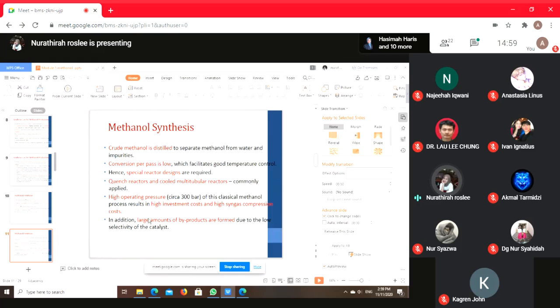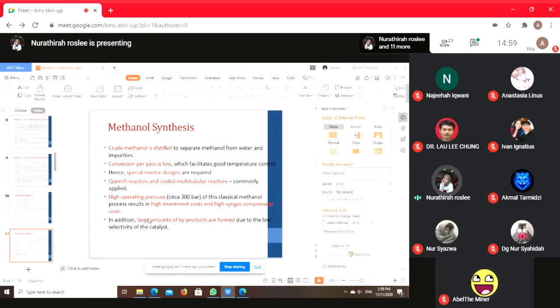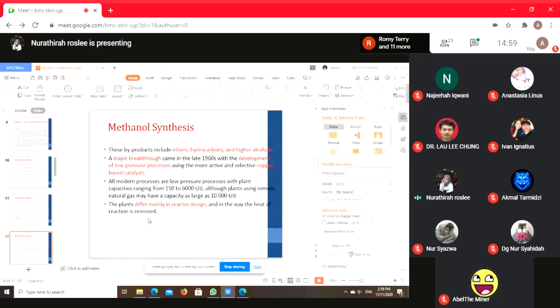Quench reactors and cooled multitubular reactors are commonly applied. The high operating pressure of about 300 bar in the classical methanol process results in high investment cost and high compression cost. In addition, a large amount of byproducts are formed due to the low selectivity of the catalyst. These byproducts include ether, hydrogen, and higher alcohols.